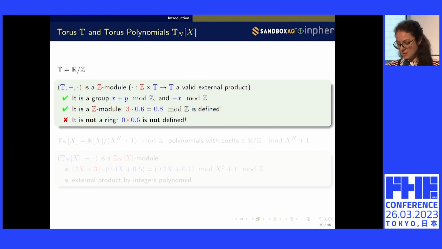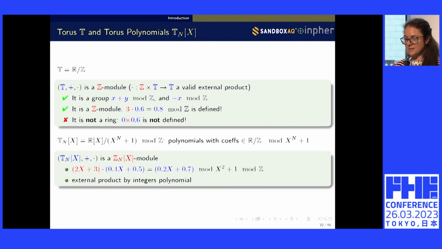Why? Because if we take an element from the torus, for example 0, that can be expressed either by 0 or by 1, and in this case our internal product is not defined. That means we are not in a ring. That's exactly the same with the polynomial version, that means T[X], the torus polynomials. In this case, we have a Z[X] module. That means the external product by integer polynomials is well defined, but the internal one not.